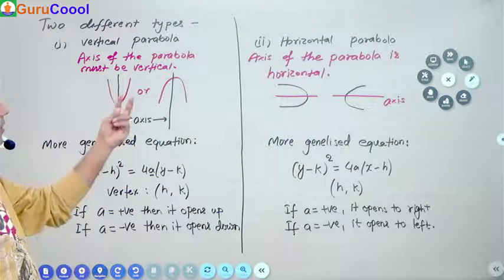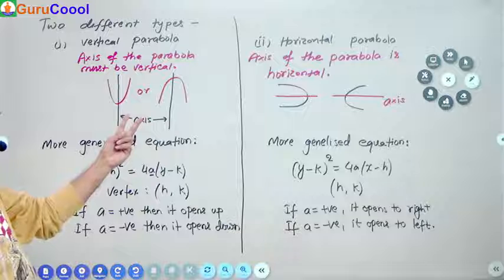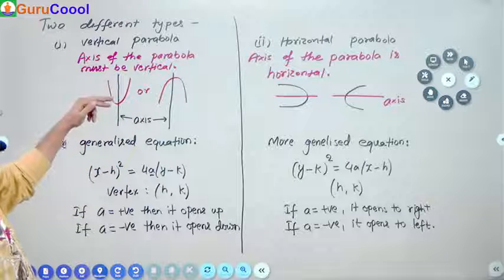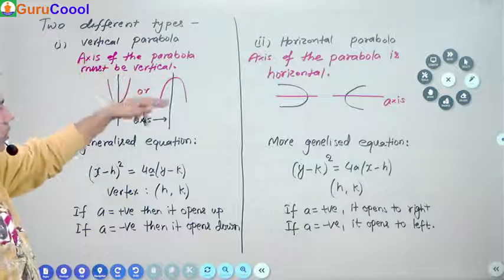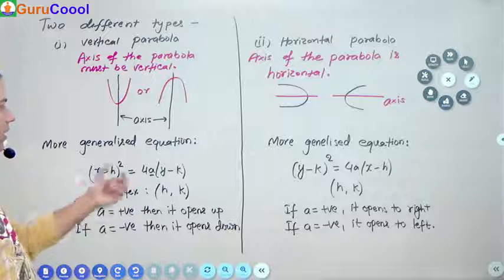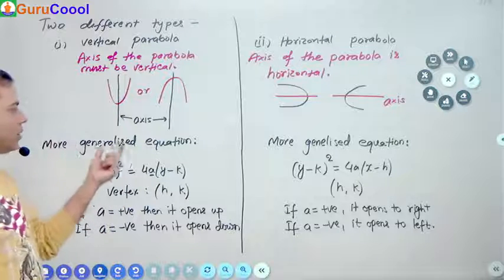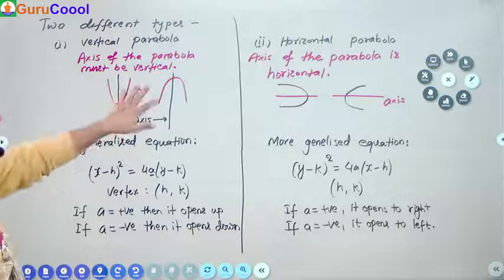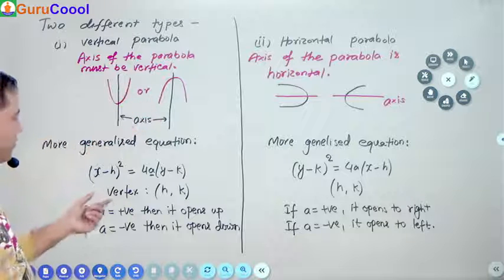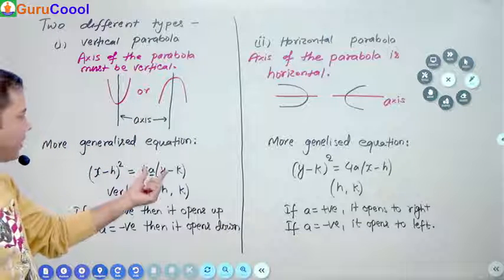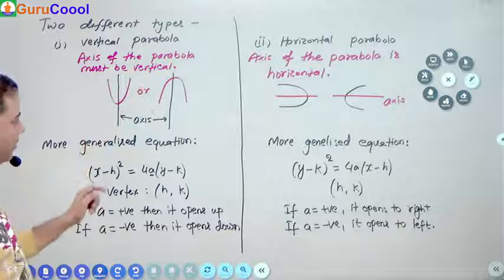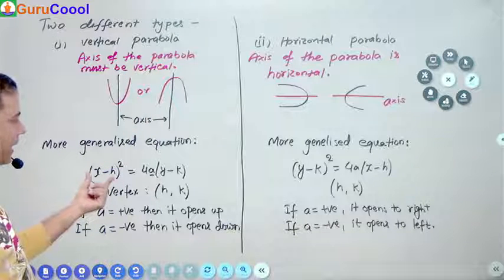Now there may be two types of parabola here as well. One opening upward, other opening downward. How to identify? Let us see further. The more generalized equation in this vertical parabola is this. Notice, when you have a vertical parabola, square will always be over the x term.